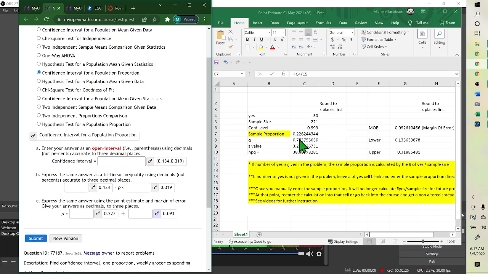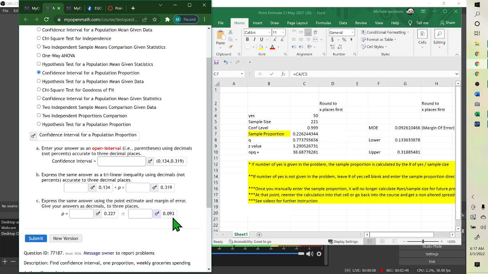Sample proportion, 0.227. They round it up. And the margin of error, which is here. That's it. Now, if you weren't given these values in your table, you can find them from here.